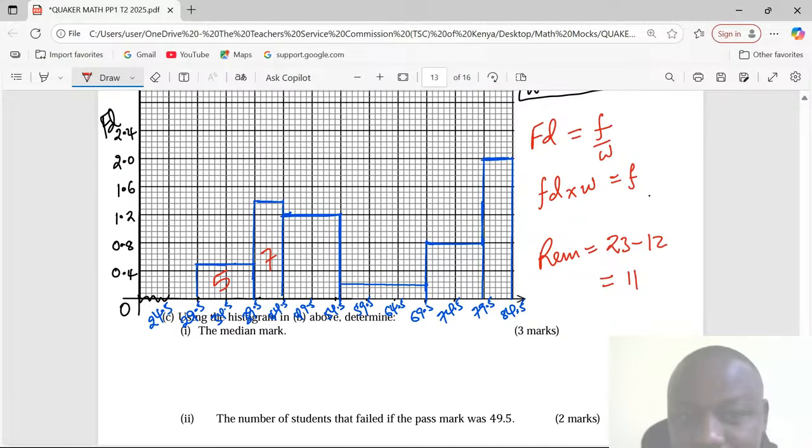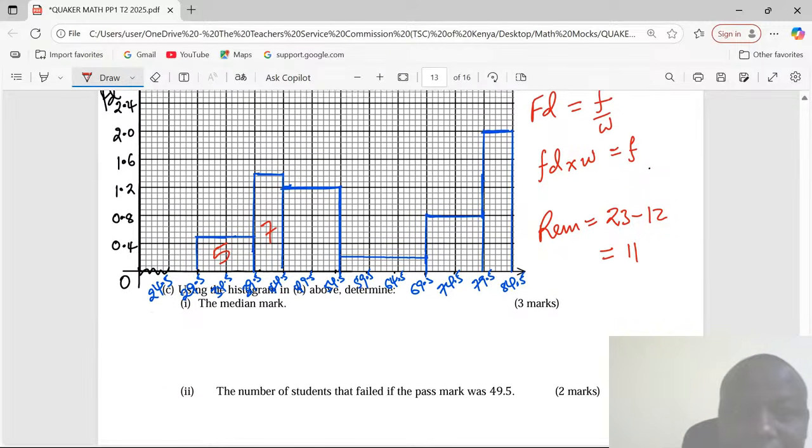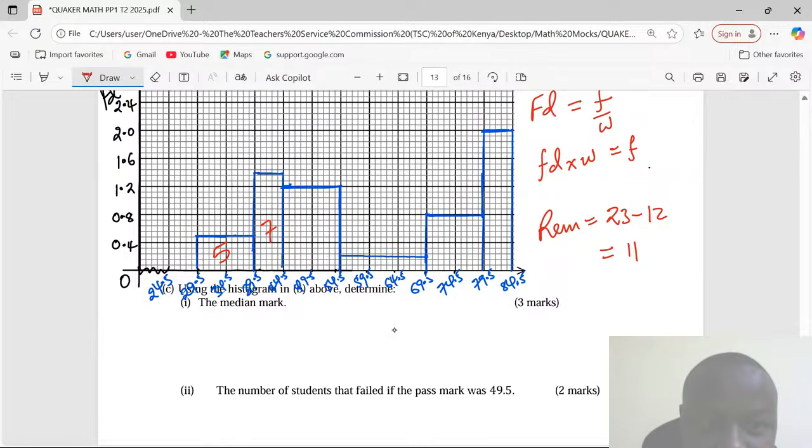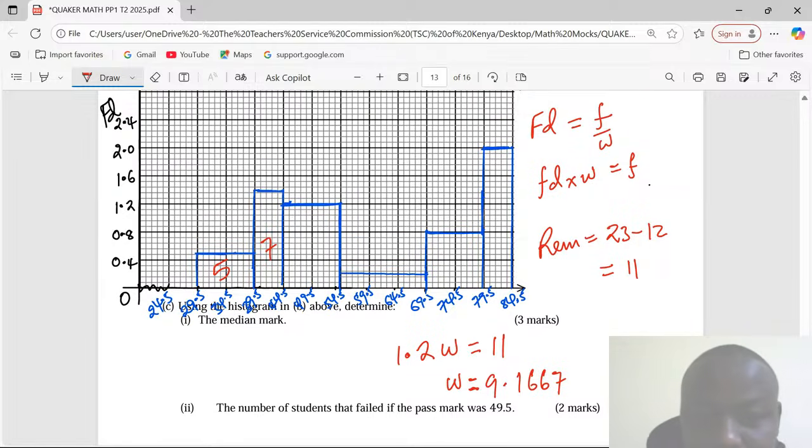So these 11 students, we need area to represent 11 students from this second class. Therefore, the second class is having a fixed height of 1.2. We should multiply it by a known width to give us 11. So how do we work out the width? The width that we need is going to be 11 over 1.2, which is 9.1667. That is the width we need to use for the area to be 11.